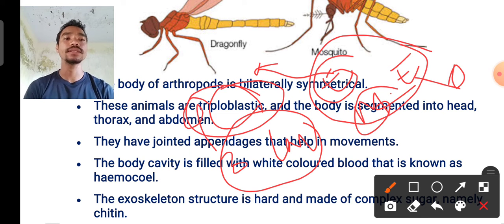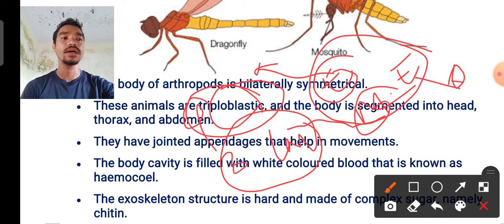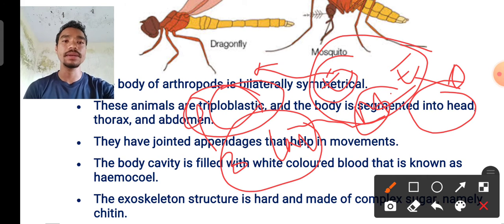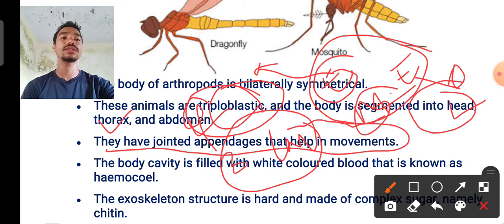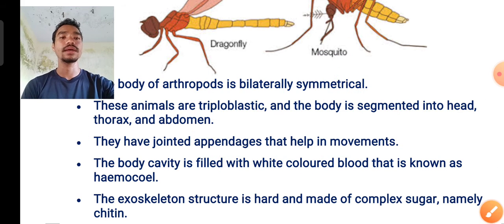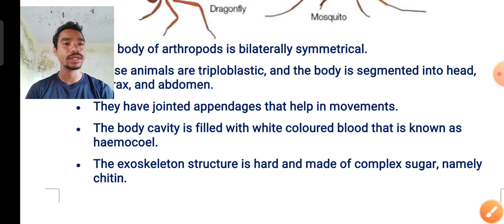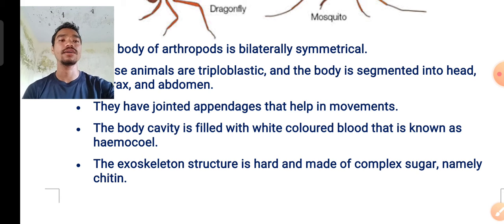All right, and we have another point. The body is segmented into head, thorax, and abdomen. The arthropods are metamerically segmented, so we can call them segmented. The body is divided into three different parts: head, thorax, and abdomen. I have already spoken about it. They have jointed appendages that help in movement. They move from one place to another in search of food, and for different activities like breeding and feeding.